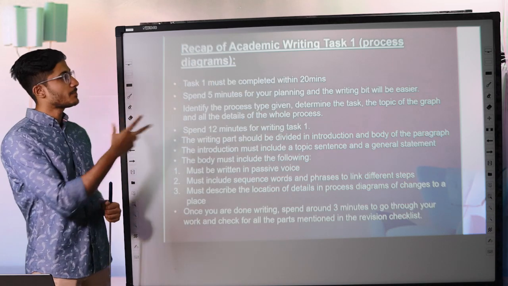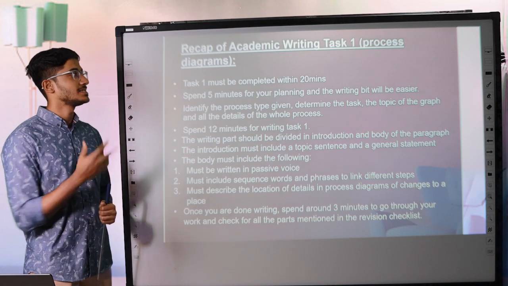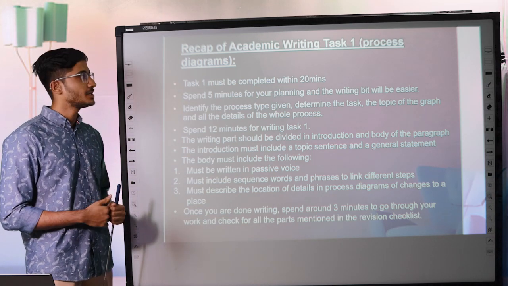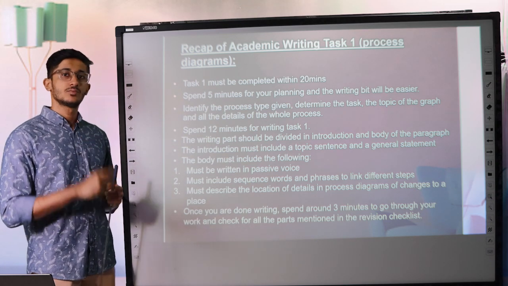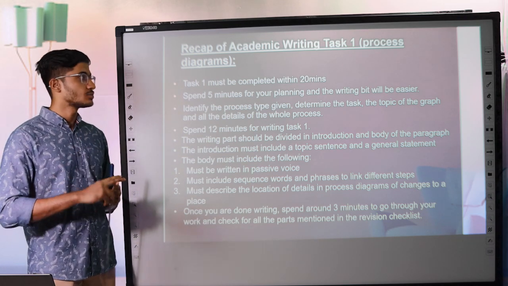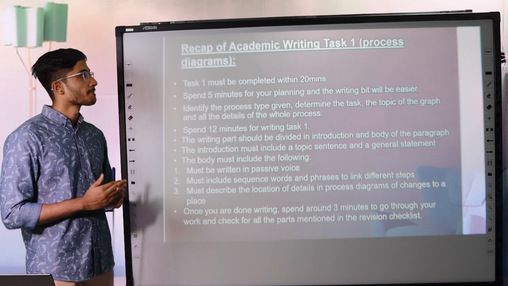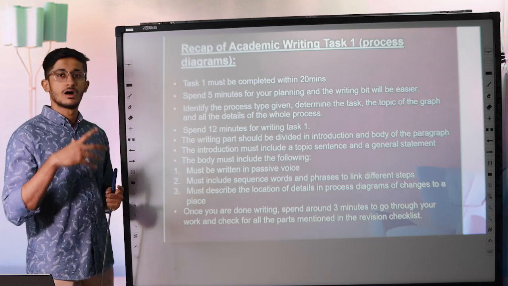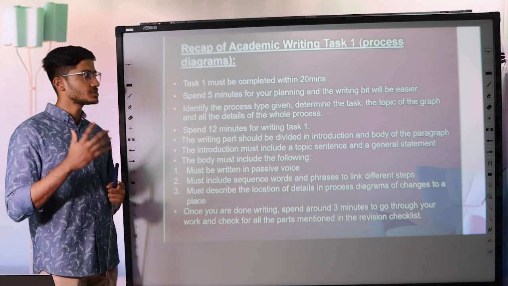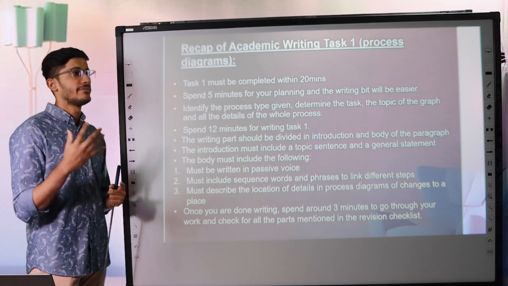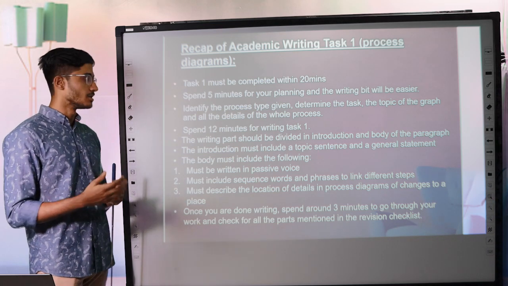So just a recap of the whole academic writing Task-1 process diagrams videos. We had 3 videos. The first one was for planning, the second one was for the writing part, and this one is for revising. So just a recap, you are going to have 20 minutes for task 1. You should spend 5 minutes for planning, and that will actually make the writing part a lot easier.